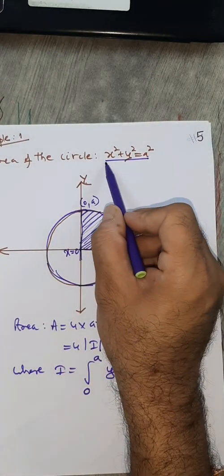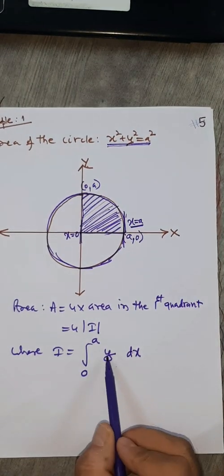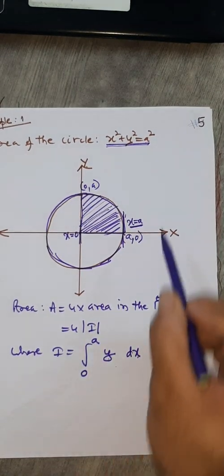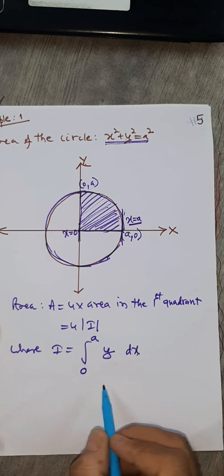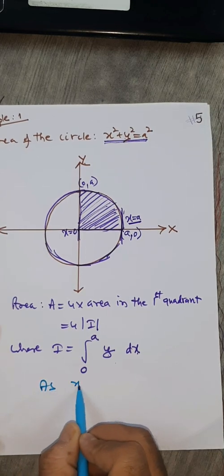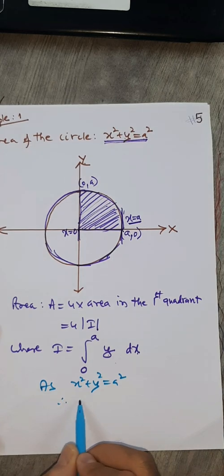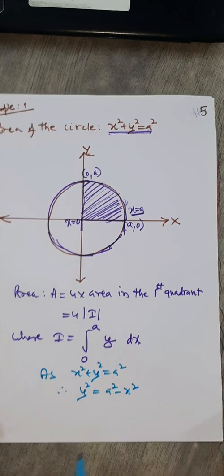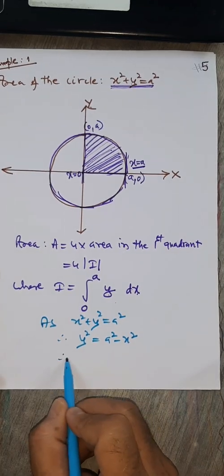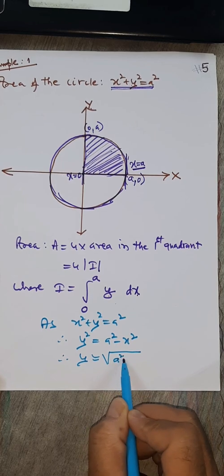Now what about the function here? x square plus y square equals to a square. So as I told you, I wrote y dx. So I need to write y from there. Make y the subject of the expression there. Right? So you have x square plus y square equals to a square. So y square equals to a square minus x square, and therefore as you can see it is the first quadrant, so you have positive square root only.